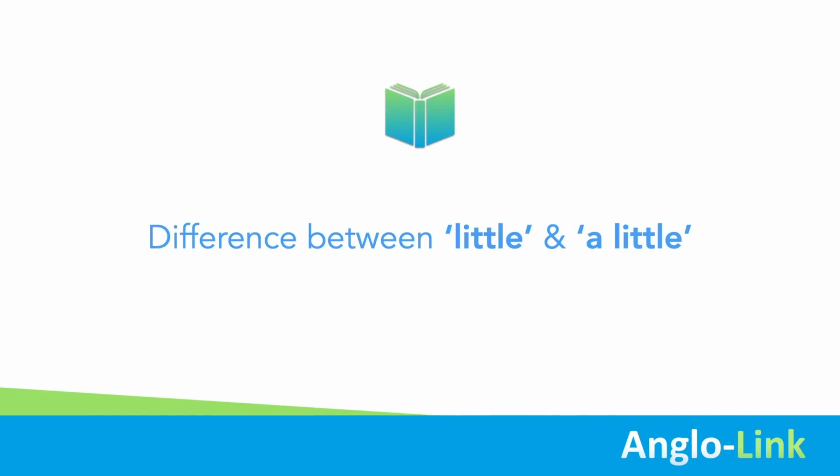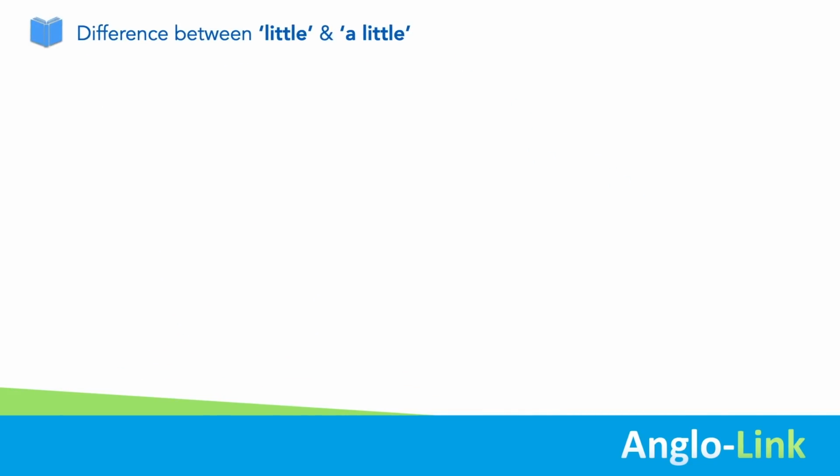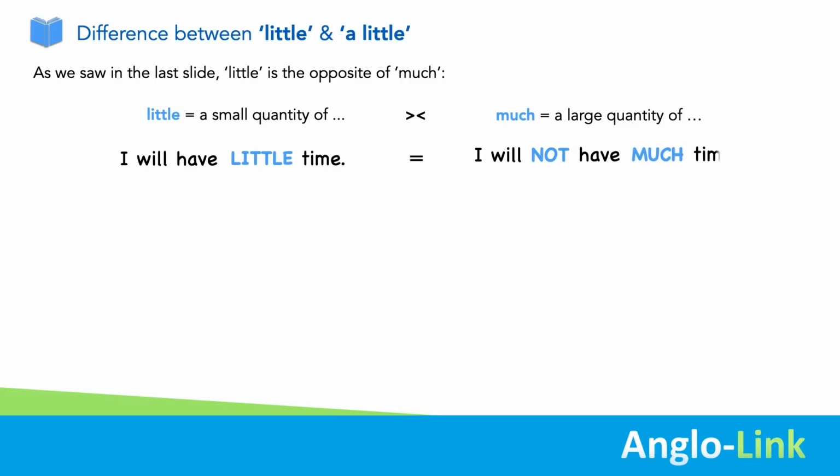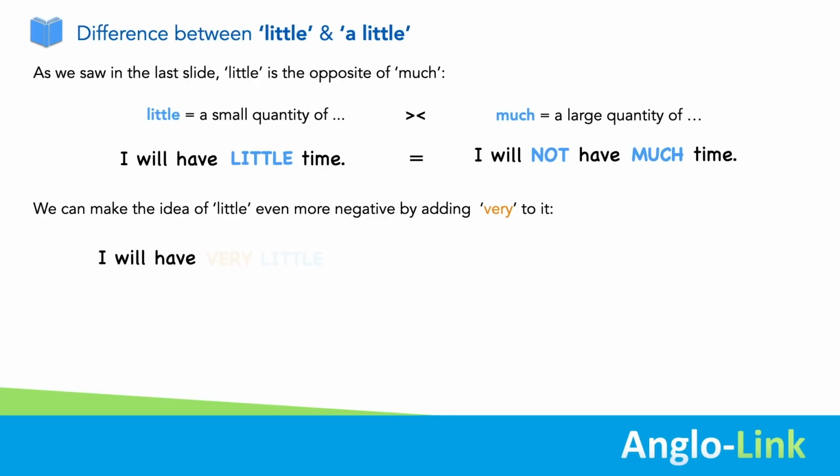Okay, now let's look at the difference between little and a little. As we saw in the last slide, little is the opposite of much. So little means a small quantity of things, whereas much means a large quantity of something. So "I will have little time" means I will not have much time. Little means not much. Now we can make the idea of little even more negative by adding very to it. So "I will have very little time" means I will have almost no time. So very little means almost nothing.